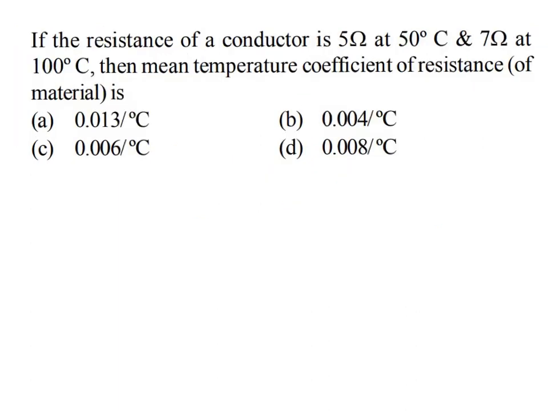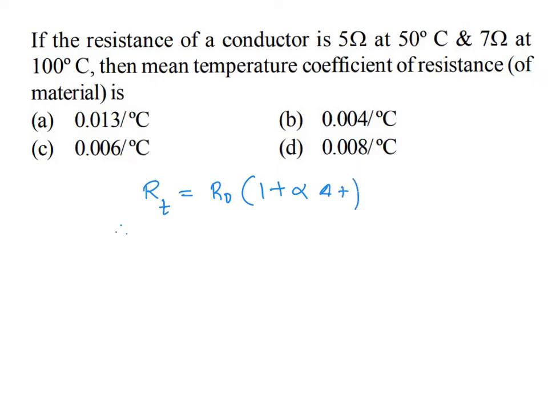The next problem: if the resistance of a conductor is 5 ohm at 50 degree Celsius and 7 ohm at 100 degree Celsius, then the mean temperature coefficient of the resistance is given by. You know that I have discussed this while discussing the synopsis on current electricity. The resistance at temperature T must be equal to the initial resistance into 1 plus alpha into change in temperature delta T.